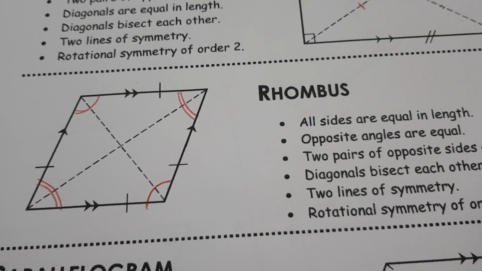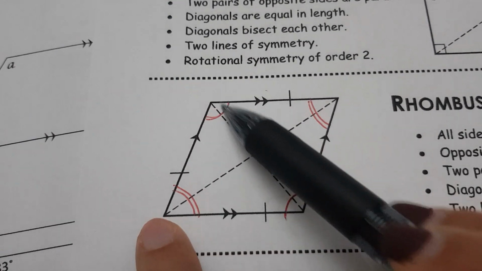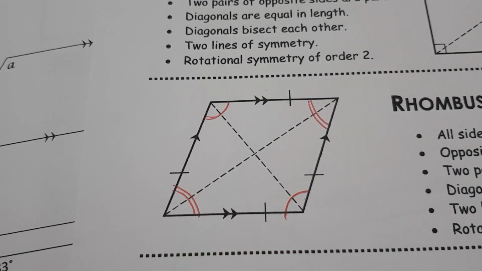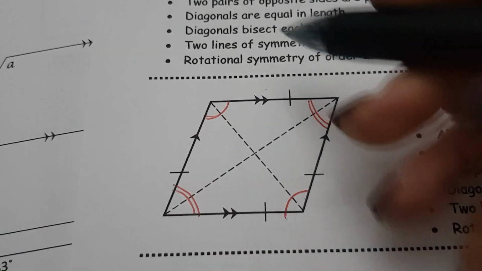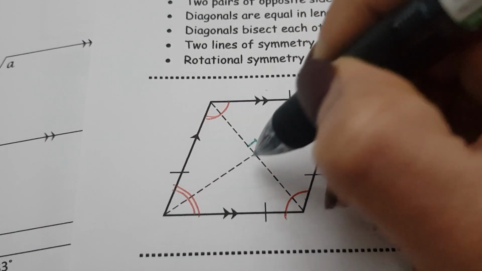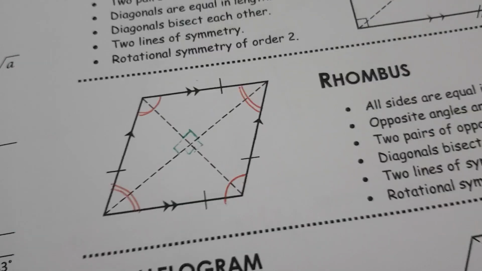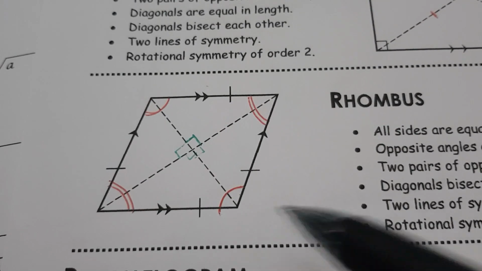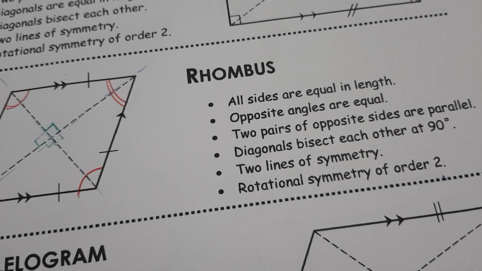Diagonals bisect each other at 90 degrees. Also interesting. The diagonals, and by the way, the diagonals are not equal now. Not like the square. The diagonals, in this case, they are not equal, okay? This is longer than this one, okay? But they bisect each other at 90-degree angle. 90-degree angles over there. We have 2 lines of symmetry. We have one over here and one over there. And the rotational symmetry is of order 2 as well.